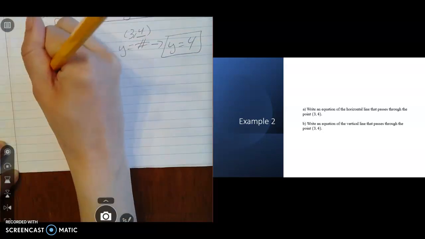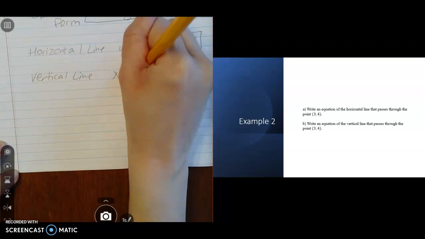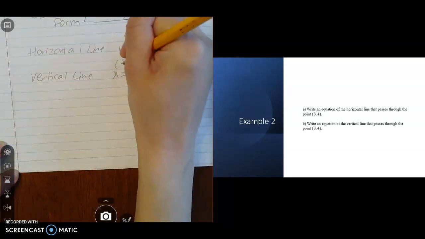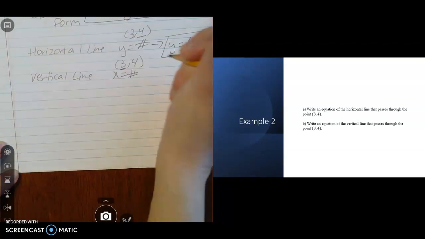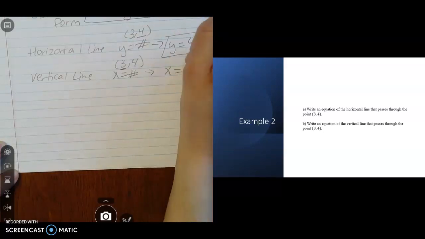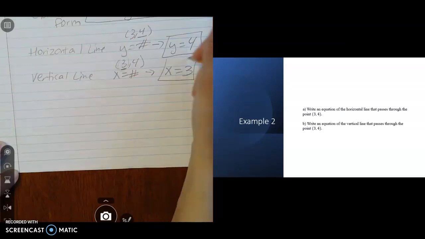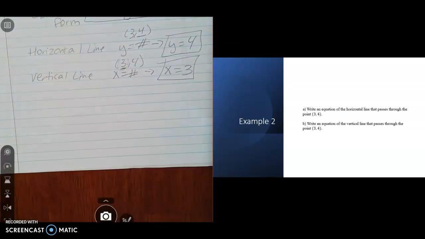For the vertical line, vertical lines are always in that format of x equals a number, and so for my point 3,4, the x-coordinate was 3, so I'm just going to say that x is always going to be 3, because the x is going to be 3 for this coordinate. And that's it. These ones are really fast if you know what you're doing, which is kind of pleasant.